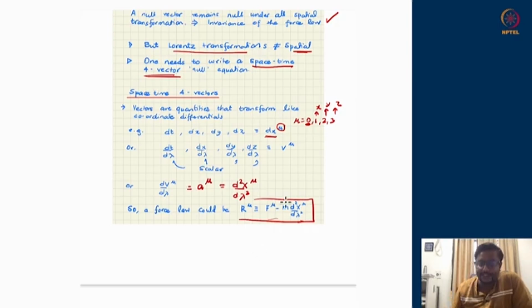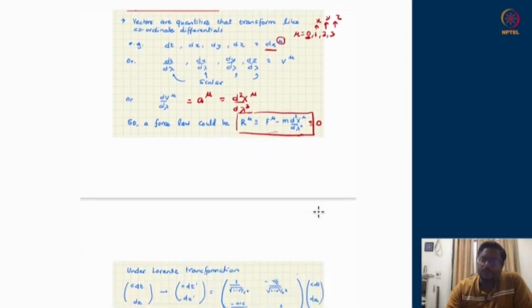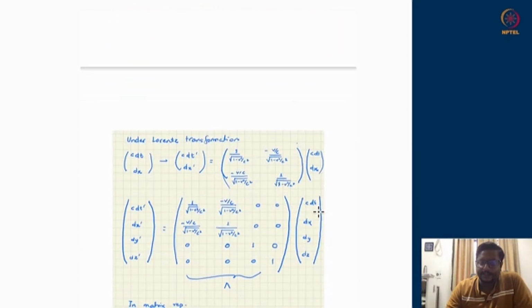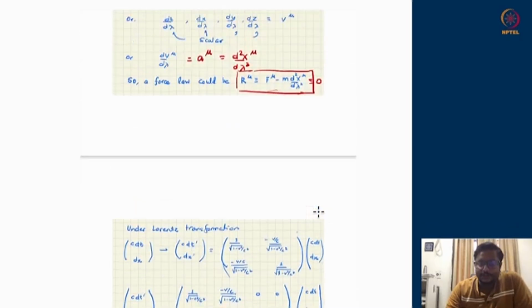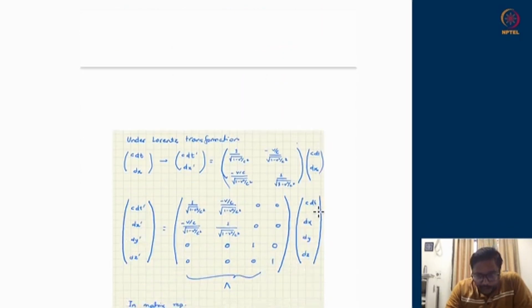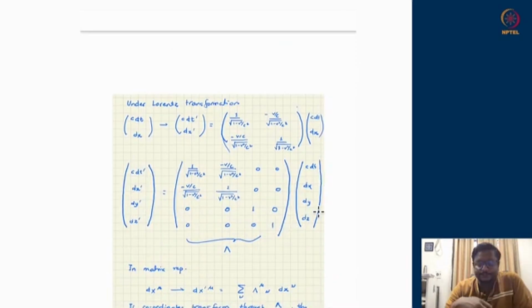If we could write such a law, then this law, this equal to 0, will again respect the conditions like before. In one frame, if the 4-vector r^mu is 0, then in all other frames which are inertially connected to it, a 0 vector will remain 0. So that is the idea: one needs to find vector laws, and in order to get vector laws or invariant laws, those things would be physically meaningful.